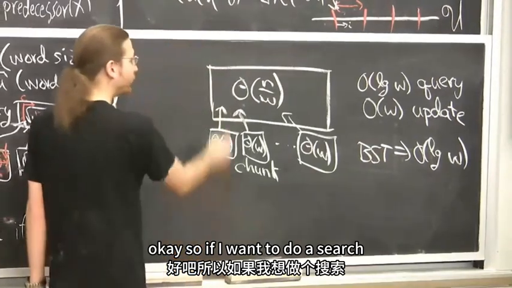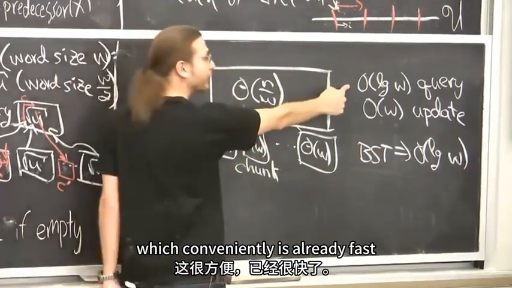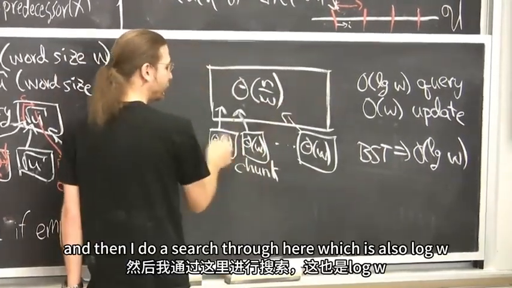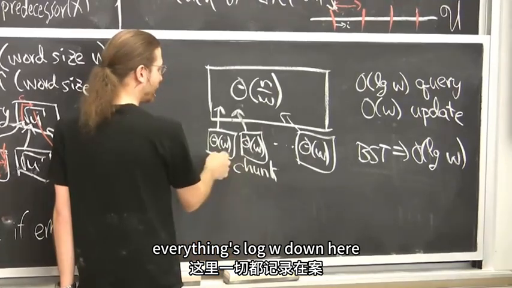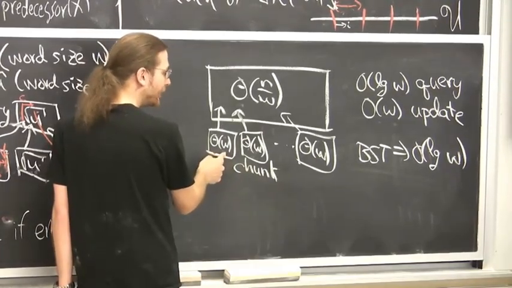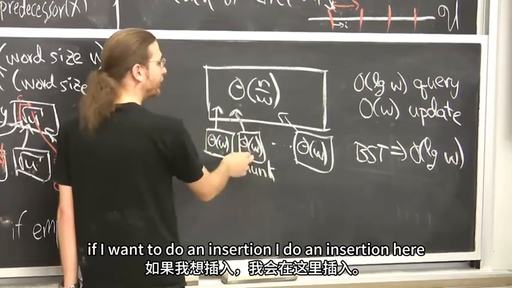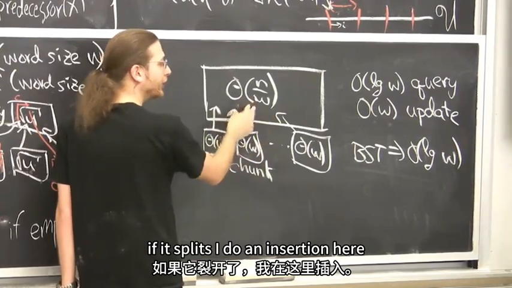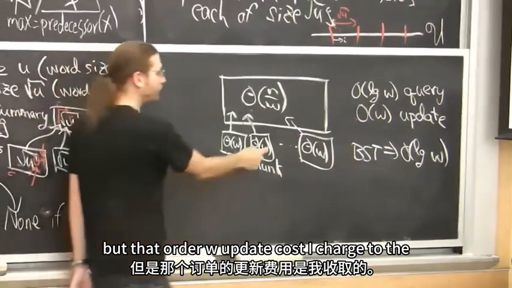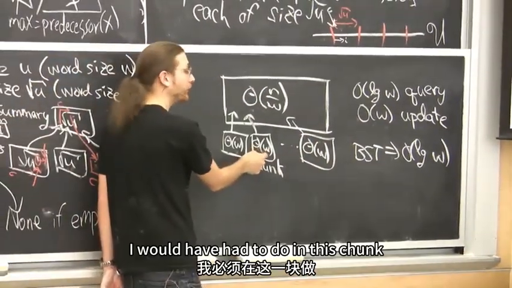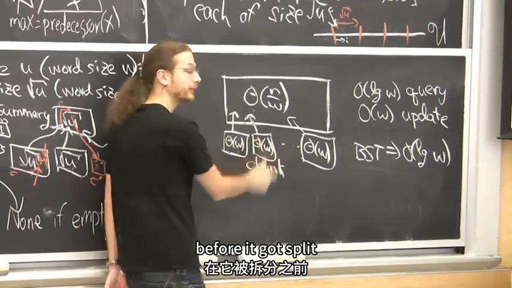Okay, so if I want to do a search, I search through here, which conveniently is already fast, log W. And then I do a search through here, which is also log W. So it's nice and balanced. Everything's log W. Down here, if I want to do an insertion, I do an insertion here. If it splits, I do an insertion here. But that order W update cost, I charge to the order W updates I would have had to do in this chunk before it got split.